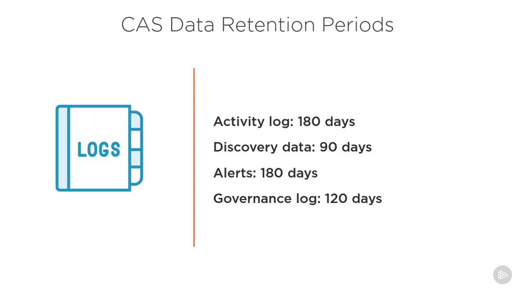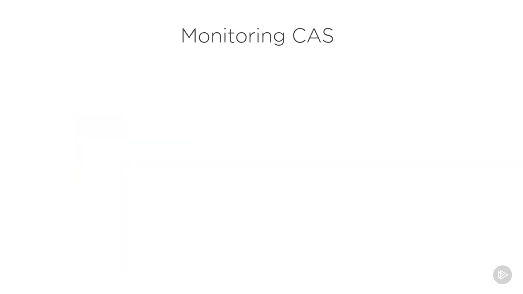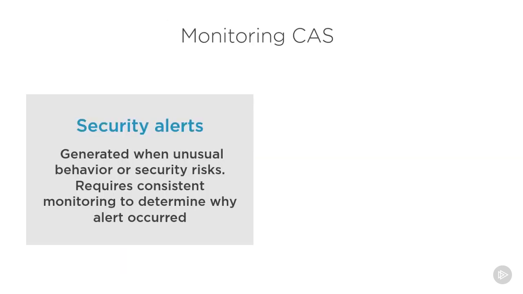And now that we've seen how long the data is available to us, how do we retrieve that data? Well, we have ways for us to monitor CAS, and the first way is a security alert. These are generated when any unusual behavior or a security risk is identified. And we're going to be really feeding off those policies that we talked about in the previous module. Those policies are going to be what's generating these alerts. And because they're an alert, you're going to need to constantly monitor this to determine why that alert took place and what you need to do to resolve that.